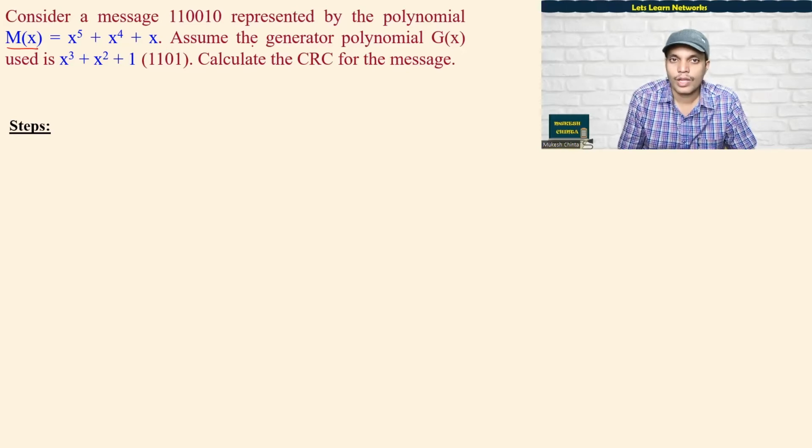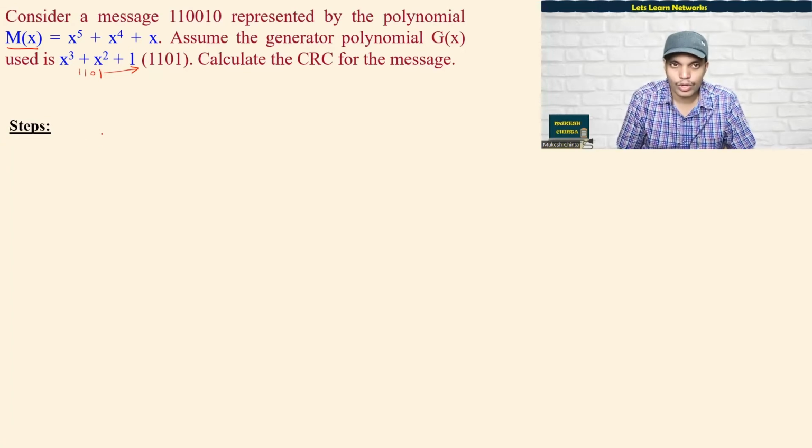It is also saying, assume the generator polynomial g of x used is x cube plus x square plus 1. Now, without looking at this, can you write down how this is represented in binary? X cube, so 1. X square, 1. There is no x, so 0. X power 0 is 1. So this is what we get. This is the generator polynomial. Calculate the CRC for the message.